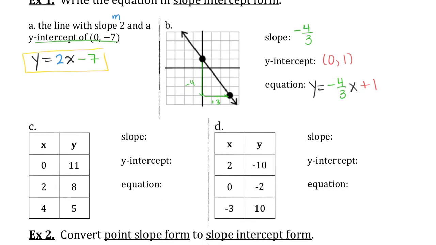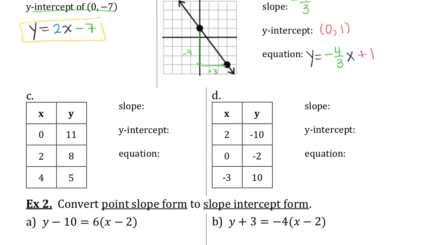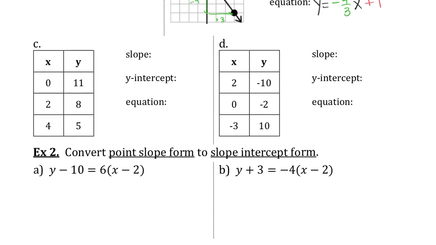Okay, now how about if they give me a table? I still just need the slope and the y-intercept in order to do slope-intercept form. What's slope? Slope is rise over run, or change in y over change in x. So let's do change in y over change in x. In the y direction, 11 to 8 is going down 3. And the x's in the same interval are going up 2. So my slope is rise over run.